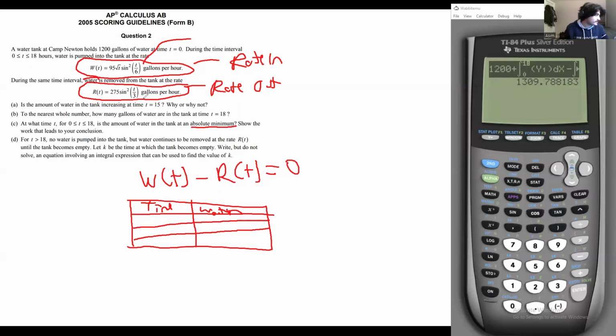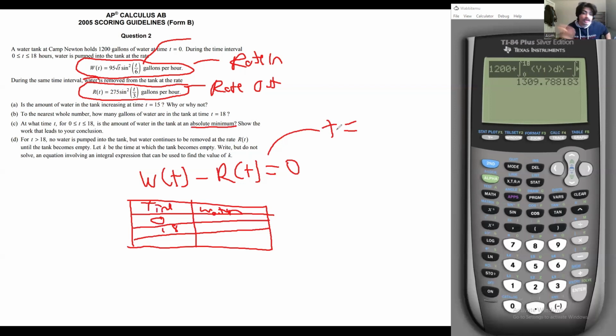But what specific times? Since it's saying 0 to 18, we're taking these points, 0 and 18. After that, we're just going to find this equation's t results, which means they're intersections. So we can find our t values. That means at those specific t values, the rate in and rate out are equal, and we might have an absolute minimum or maximum.